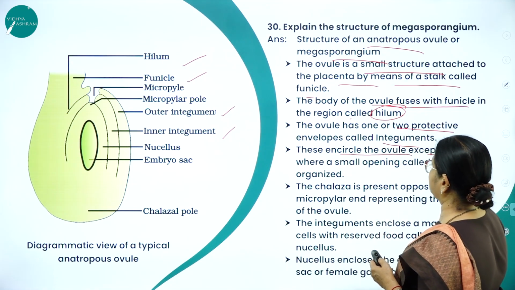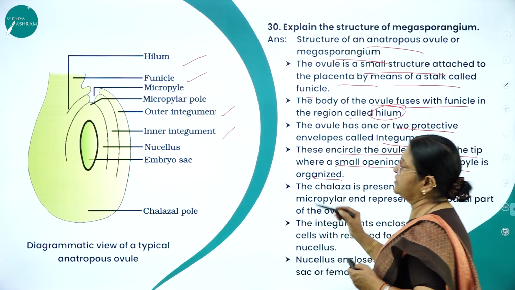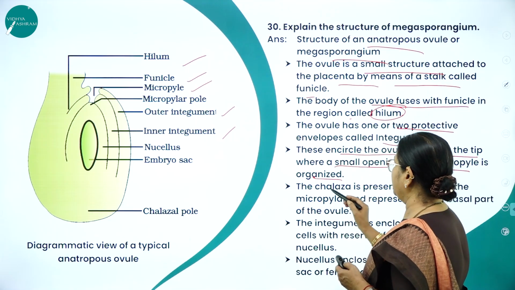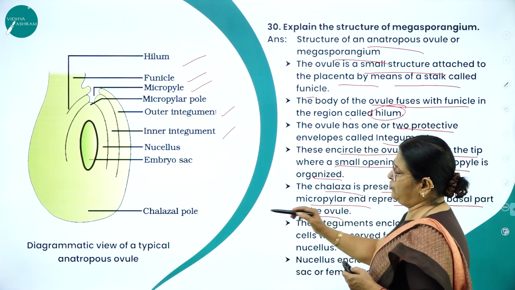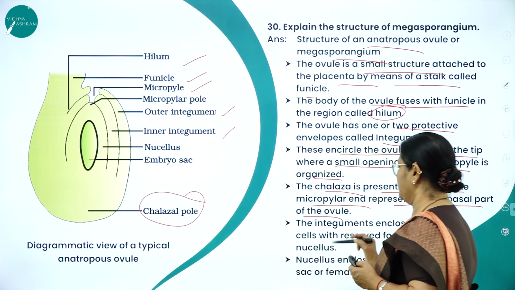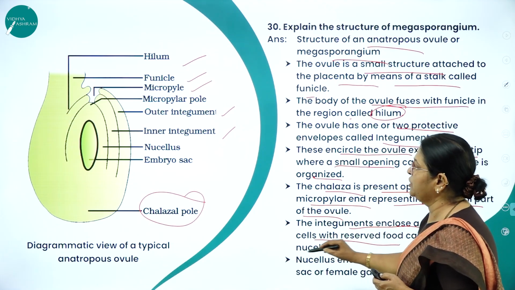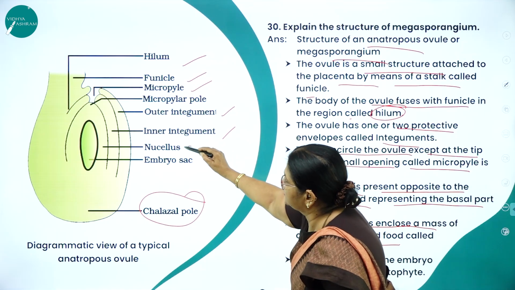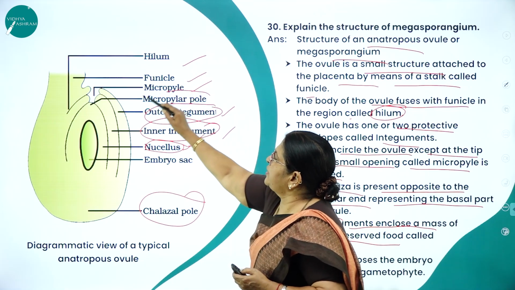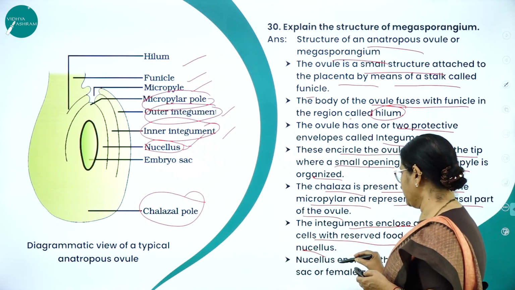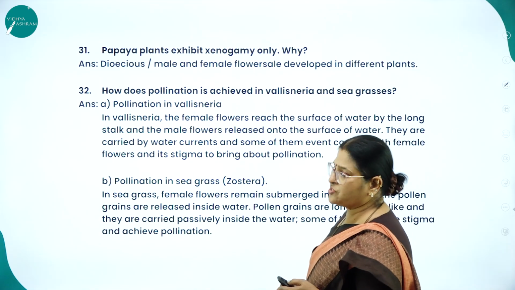These encircle the ovule except at the tip, where you can see a small opening called micropyle. So here you can see the micropylar end. Then the chalazal end is present opposite to the micropylar end, representing the basal part of the ovule. So this is the basal part of the ovule. The integuments enclose a mass of cells with reserved food called nucellus. So here you can see the nucellus. That is this part. The nucellus encloses the embryo sac or female gametophyte. So moving on to 31st question.